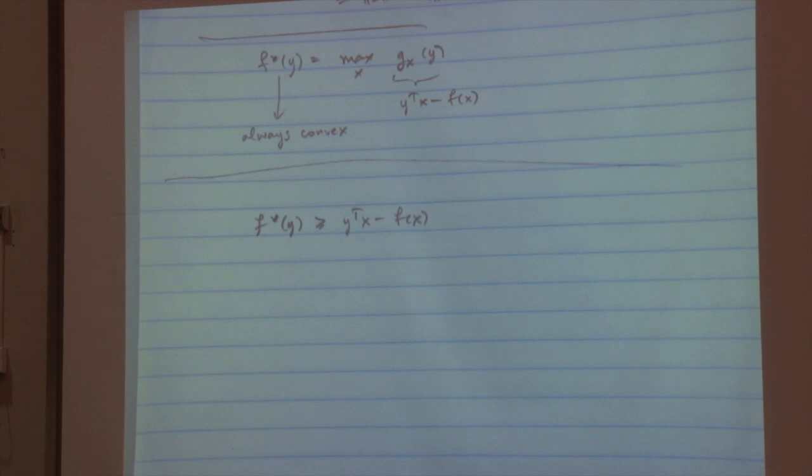The conjugate of the conjugate satisfies f star star is less than or equal to f. So this means pointwise: if I evaluate this at any point x, it's always less than or equal to this at any point x.